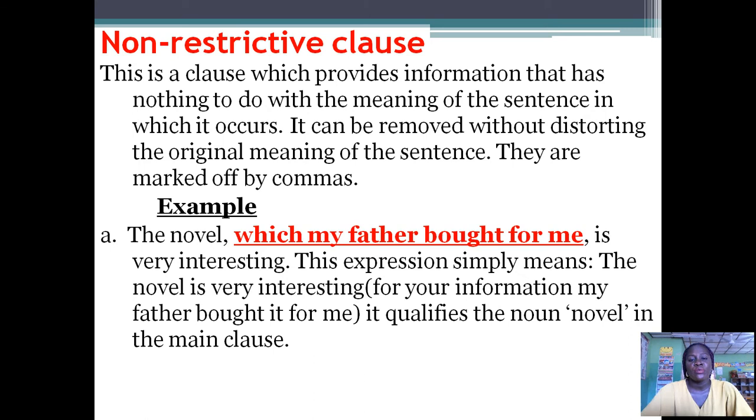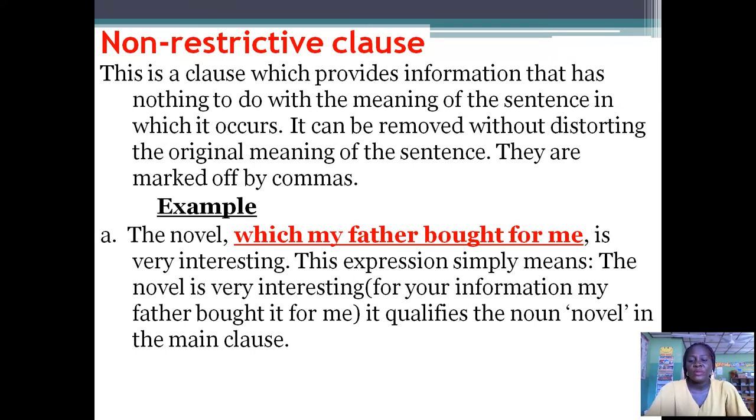Then we have non-restrictive clause. This is a clause which provides information that has nothing to do with the meaning of the sentence in which it occurs. It can be removed without distorting the original meaning of the sentence. They are marked off by commas. Example, we have the novel which my father bought for me is very interesting.